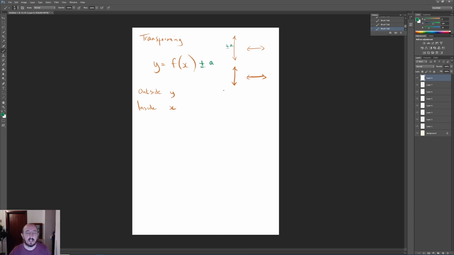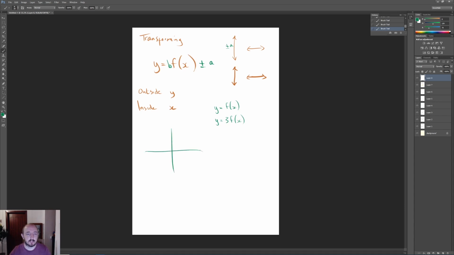If we have a number, let's say b, in front of the f of x, so outside of these brackets, then it's still affecting the y. That's going to stretch the graph by a factor of b. So if we have y equals f of x, and then we have y equals 3f of x, then everything on the y side will be stretched by a factor of 3, so a multiplier of 3.